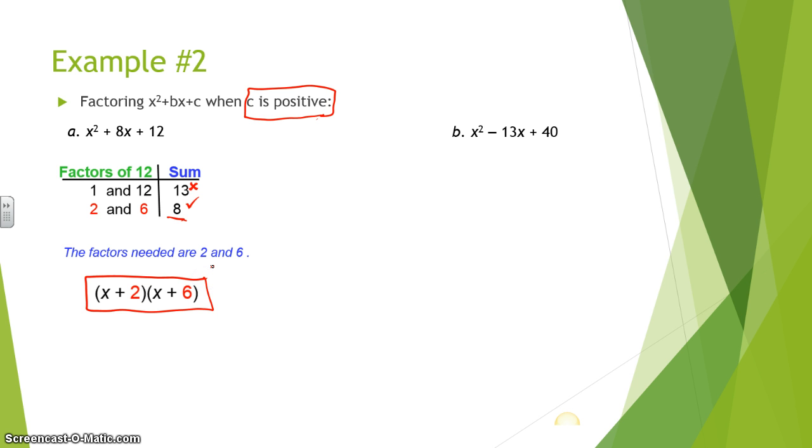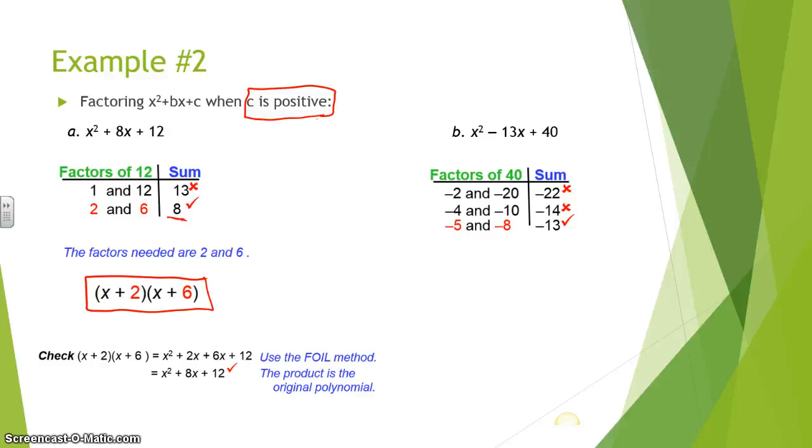Here for b, we have x squared minus 13x plus 40. Think of factors of 40. So factors of 40 could be 2 and 20. When you add it, negative 2 and negative 20 gives you negative 22. Negative times negative, remember, it does give you a positive, but when you add it, you get negative 22.